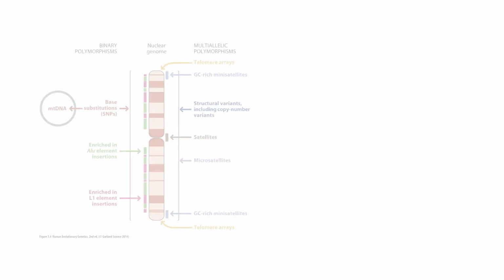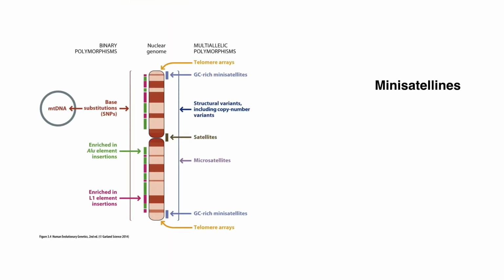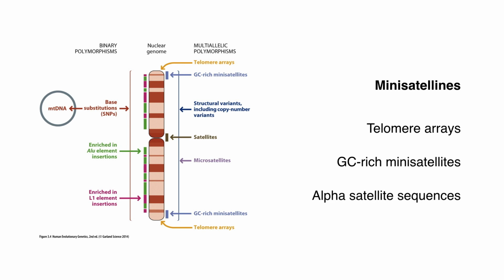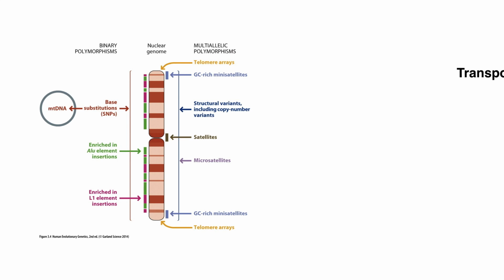Examples of mini-satellites include telomere arrays, which are at the termini of chromosomes, and most GC-rich minisatellites are concentrated towards chromosome ends. All chromosomes carry alpha satellite sequences in their centromeric regions, although there are other satellites on specific chromosomes at other positions. Transposable elements are another type of variation.